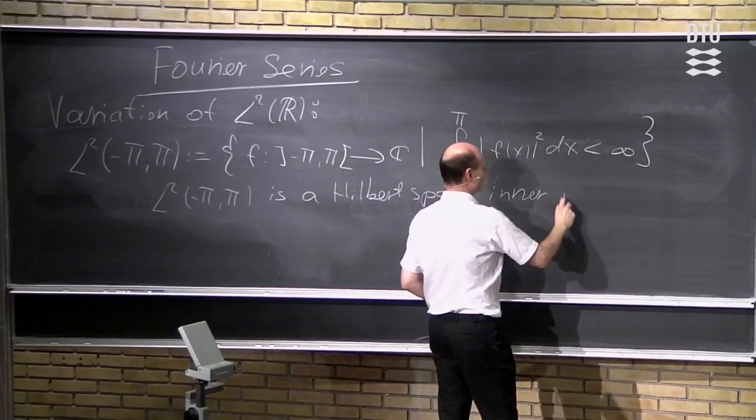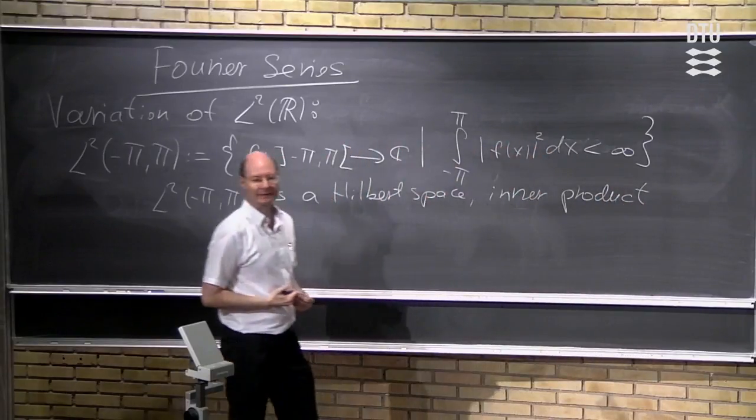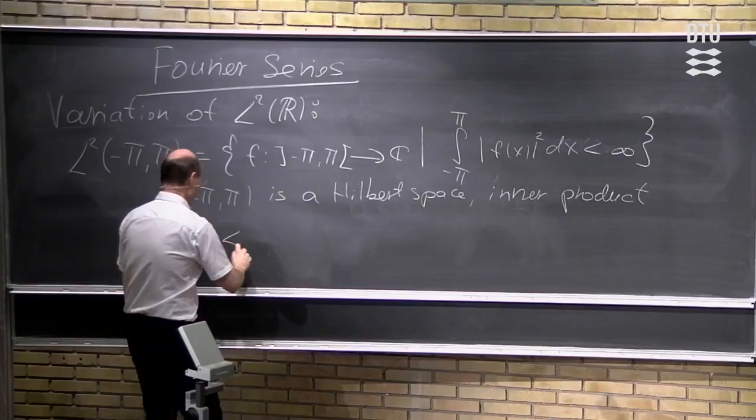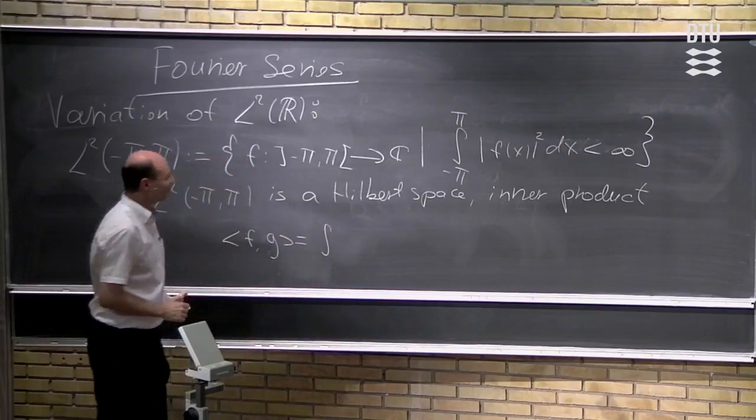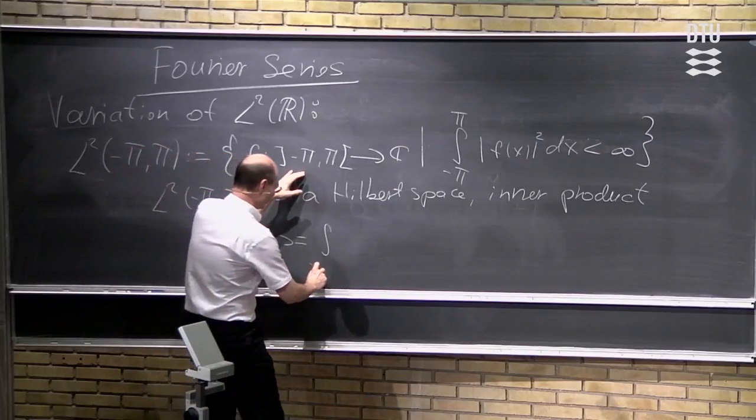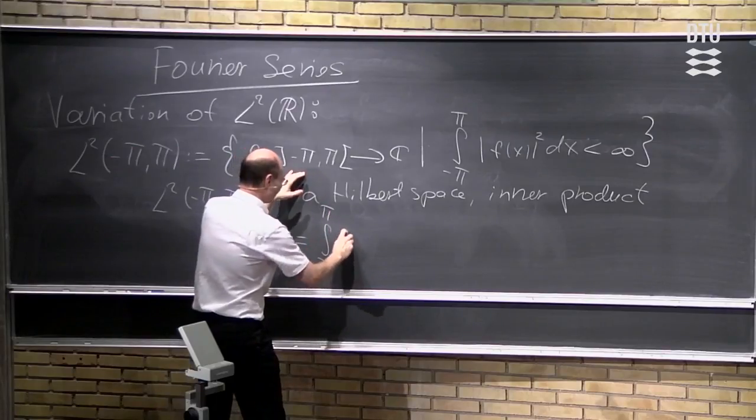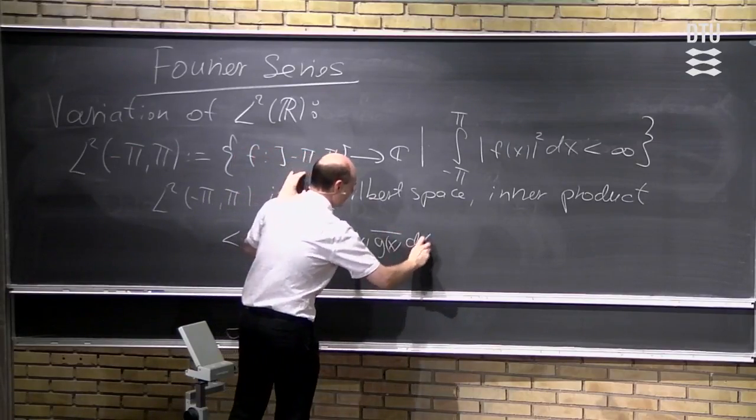And let's just write down the inner product. So the inner product is exactly what you would expect. This is again given as an integral, but now because we are dealing with functions on the interval minus pi to pi, this is an integral from minus pi to pi, f of x, g of x, complex conjugated dx.